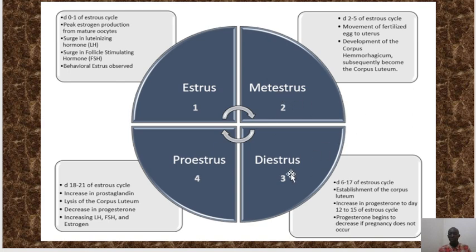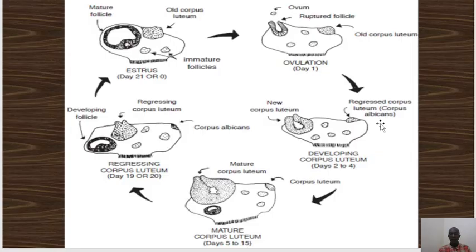Then, metestrus and diestrus are within what you call the third phase. It's an example of the estrous cycle. You see, here is estrus, whereby the cow is on heat. This is day one, day 21, or day zero. The cow is on heat, you shall see those signs.